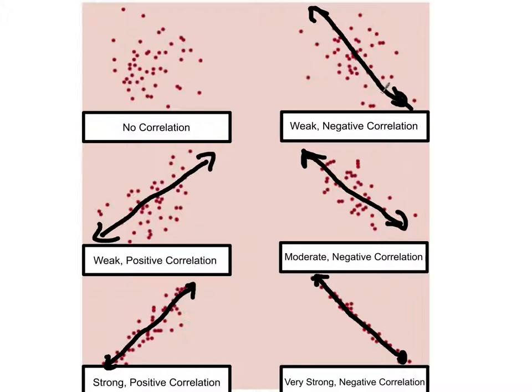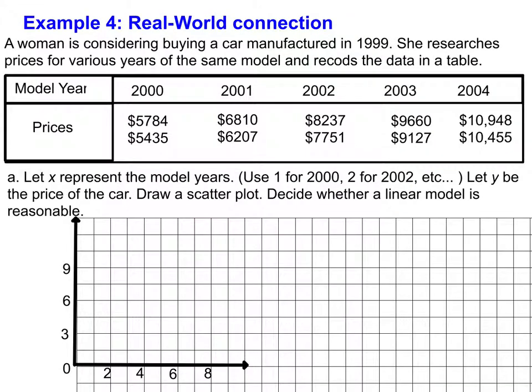There are a bunch of different types of trend lines, but the most common is called the least squares regression line, and that's what we're going to use in class in an activity. So, a trend line is the line that goes through and models the scatter plot that you're looking at. Let's make our own scatter plot from this data and then decide whether or not a linear model is reasonable.